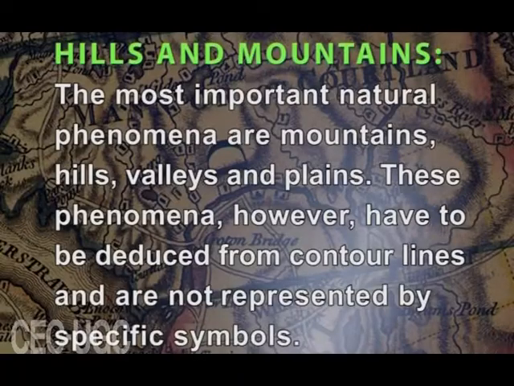Map symbols for natural phenomena, hills and mountains. The most important natural phenomena are mountains, hills, valleys and plains. These phenomena, however, have to be deduced from contour lines and are not represented by specific symbols.